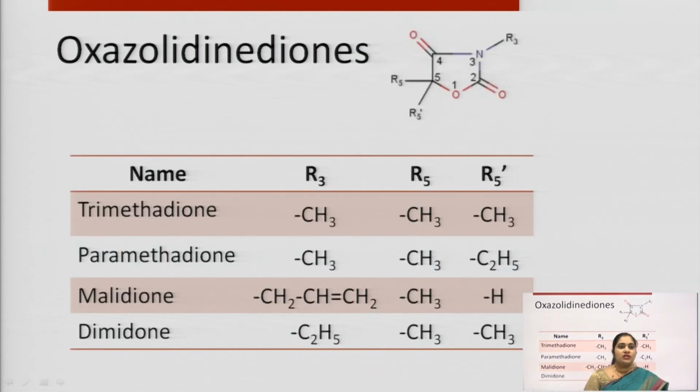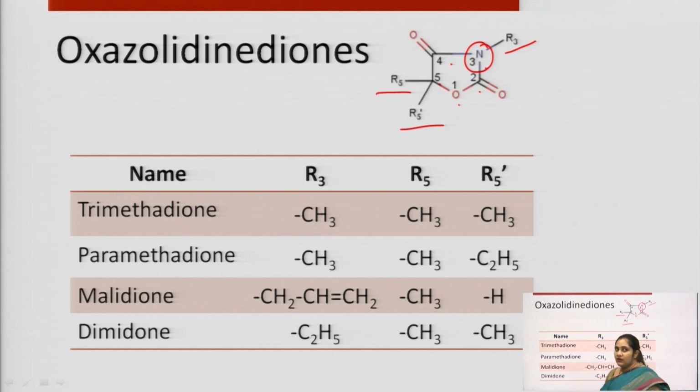These are some structural examples of oxazolidinedione. Again, we have positions 1, 2, 3, 4 and 5. We again have 3 possibilities of substitution. One at position number 3, the nitrogen, that is R3, and then we have 2 hydrogen atoms at position number 5 that can be substituted and named R5 and R5 dash. So, we have 3 substitution options: one is R3, another is R5, another is R5 dash.